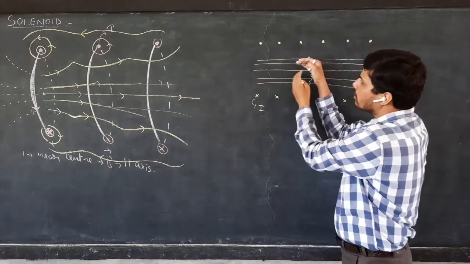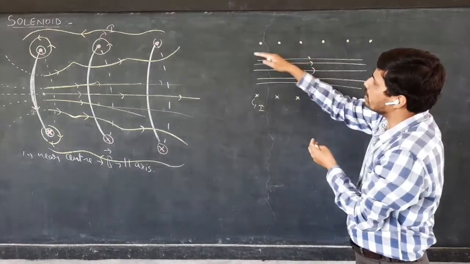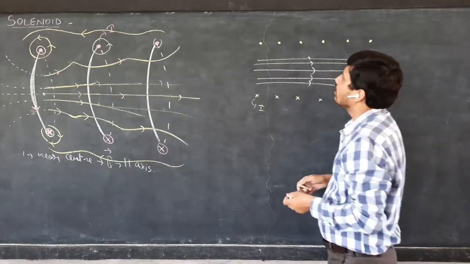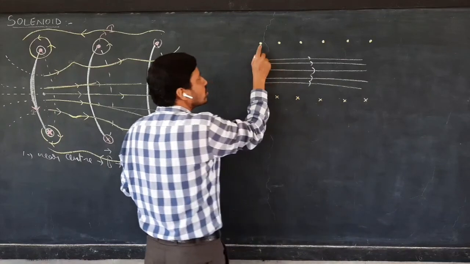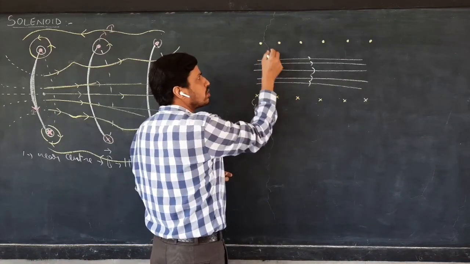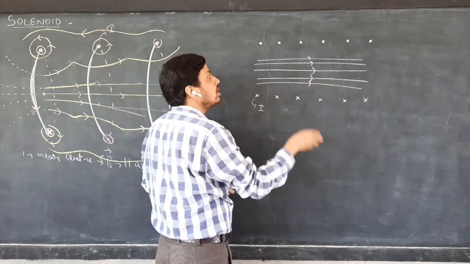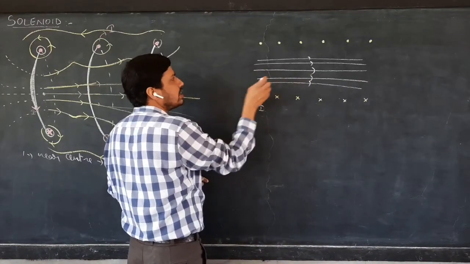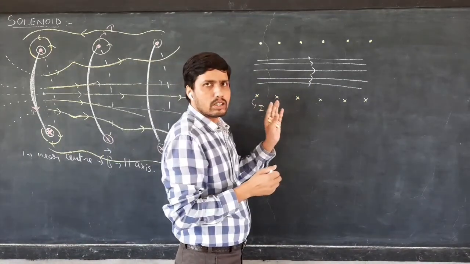The farther apart you keep them, the more deviation there will be. Towards the edges, these lines become curved. For the sake of clarity, I have drawn it so very far, but if you make them very close, these field lines will become almost uniform, and they will be parallel to the axis.